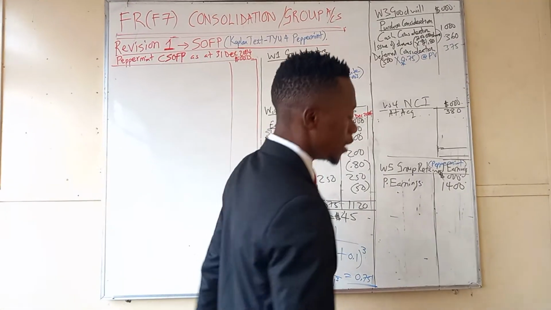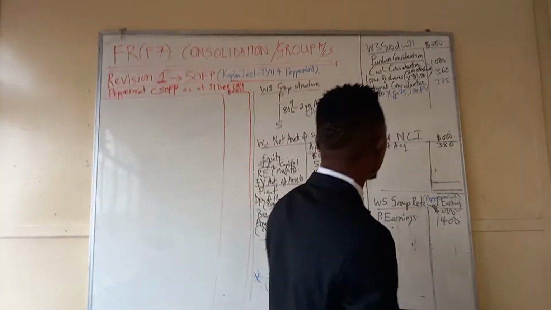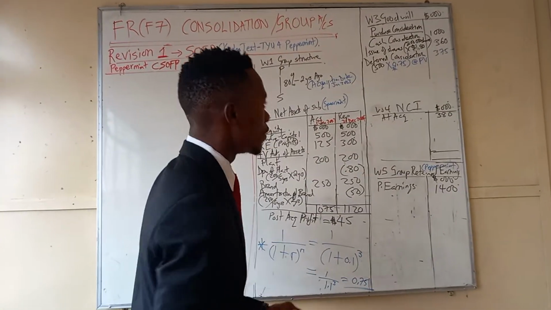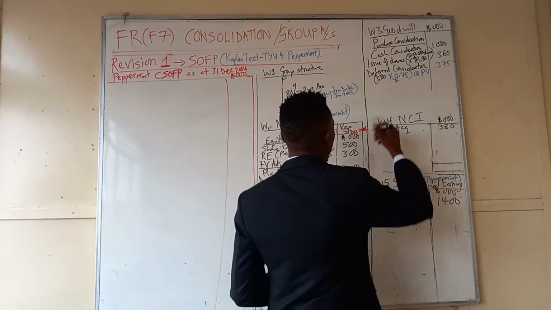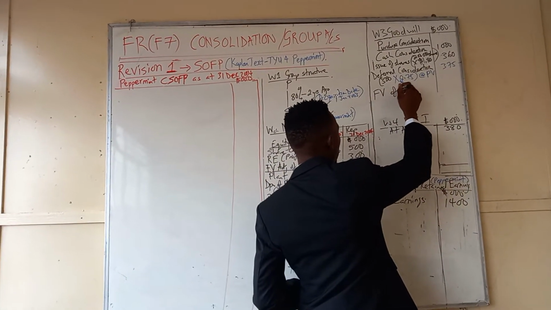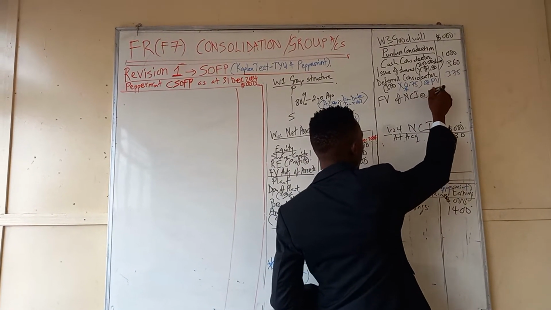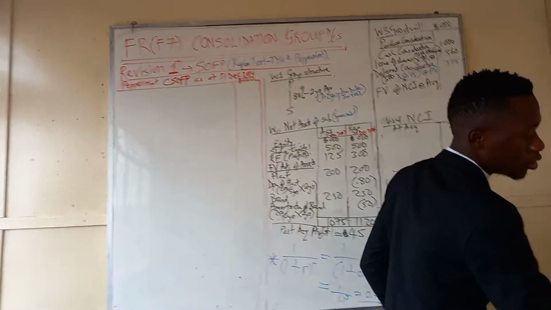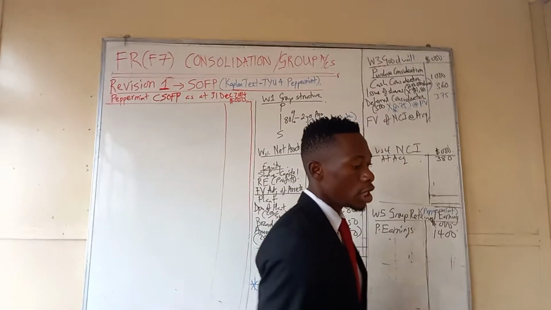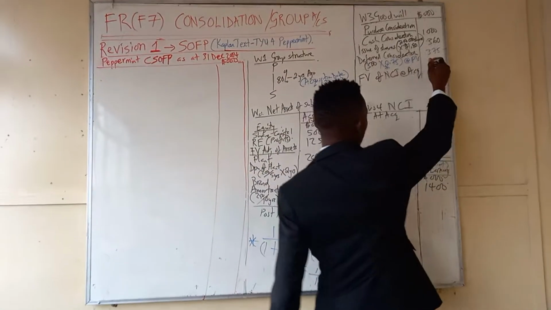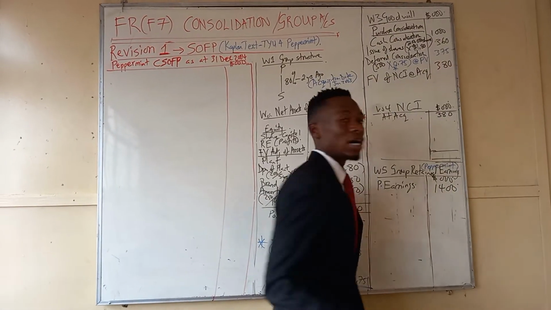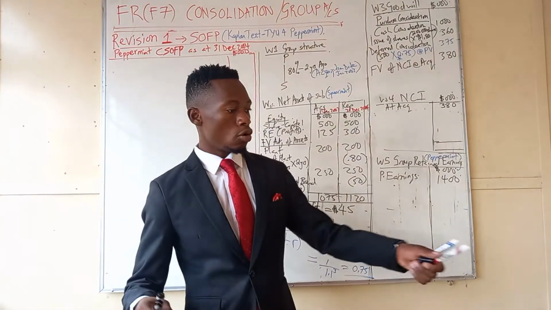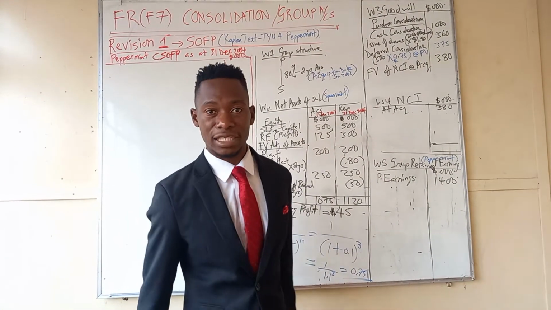Easy peasy. Right, moving on. So this is the purchase consideration that was paid by the parent. Then you must recognize the fair value of NCI at acquisition. This is given on note number 3, which is 380,000. So you recognize 380. I'm done with note 4. Only note 3 is not yet adjusted.